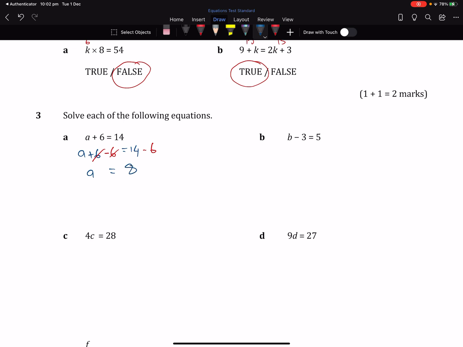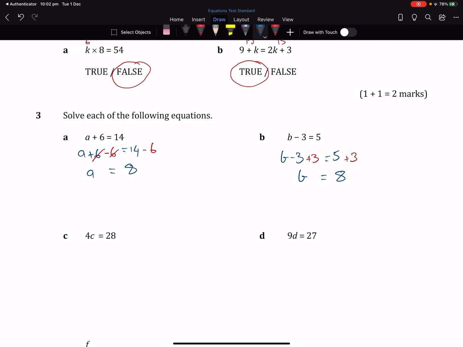B minus 3 equals 5. So we're going to have b minus 3. Undoing a minus is plus 3, equal to 5, also plus 3 on that side, which of course then means we've got the b left over being equal to 8 as well.